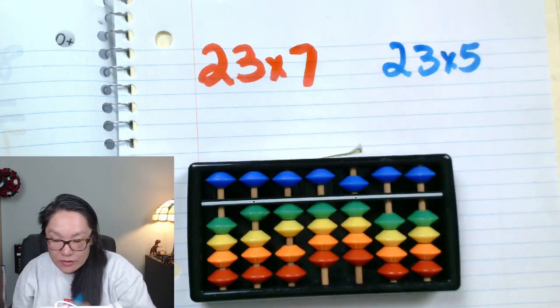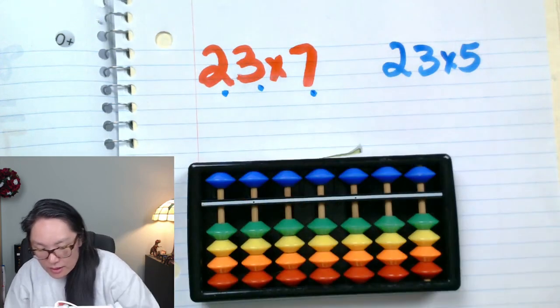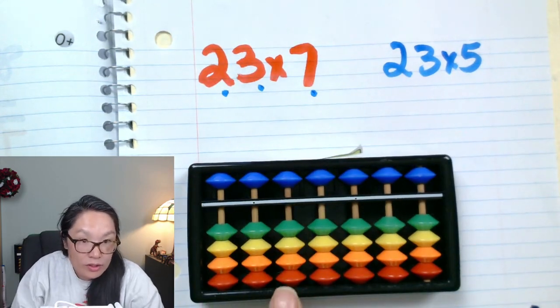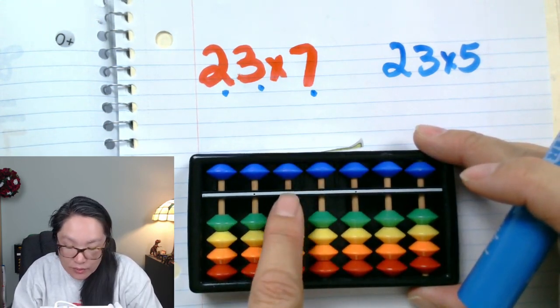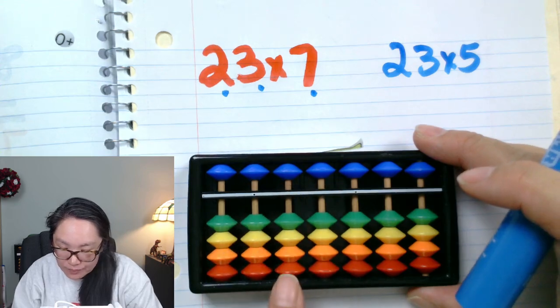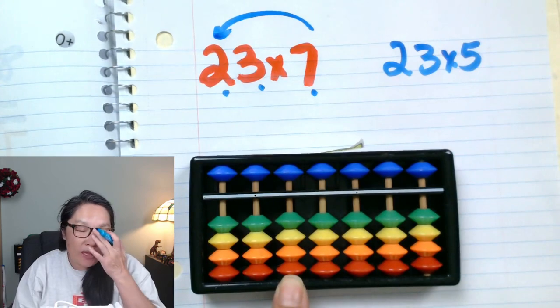So the first thing we're going to do is count it. 1, 2, 3. 1, 2, 3. So we are going to start somewhere around here. Why? Because we kind of know it's around here somewhere, whether it's more or less, we don't know. And then in Abacus, we go left to right.